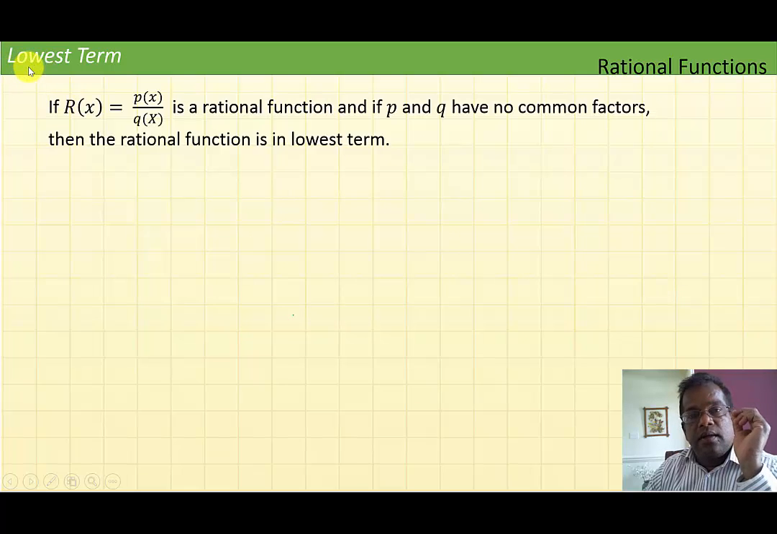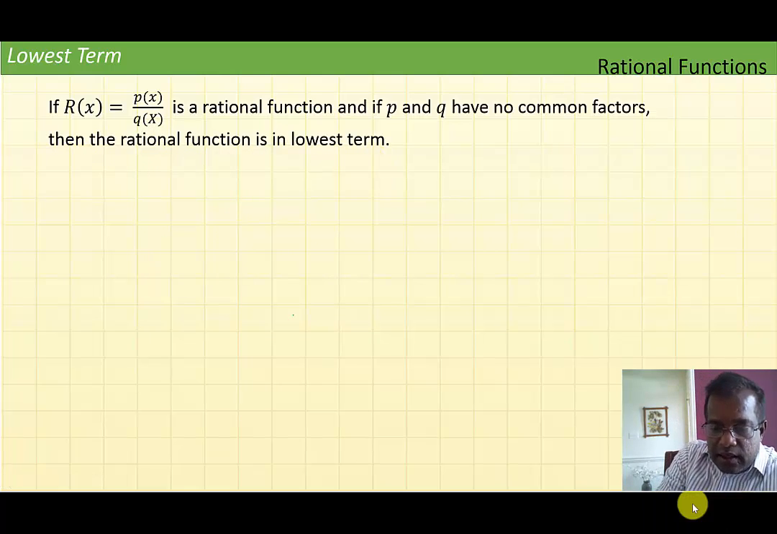Now let's see what a rational function in lowest term means. If r(x) is a rational function and p and q have no common factors, so the numerator and the denominator, if they don't have common factors, then the rational function is in lowest term.